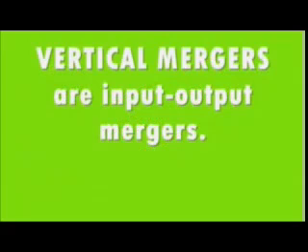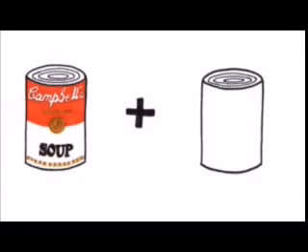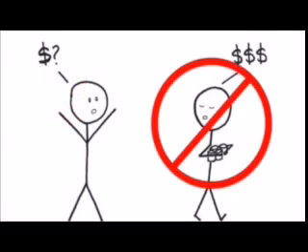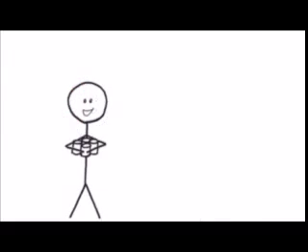2. Vertical mergers are input-output mergers. This means that a firm that produces a product merges with a firm that produces a resource used in the production of that product. For example, what if that soup company acquires, say, the company that makes the cans that the soup comes in? This is actually cost-reducing, i.e. efficiency-enhancing, because among other reasons it cuts out the costs of the middleman. The soup company doesn't have to continually renegotiate contracts with the can producers. Because vertical mergers make production more cost-effective, the government typically has no problem with them.